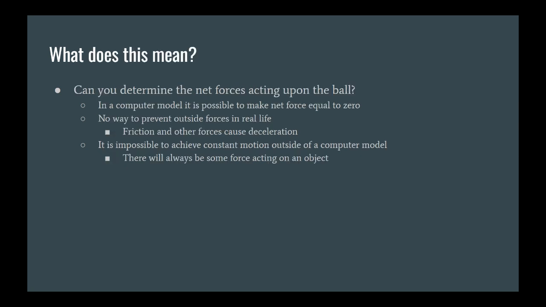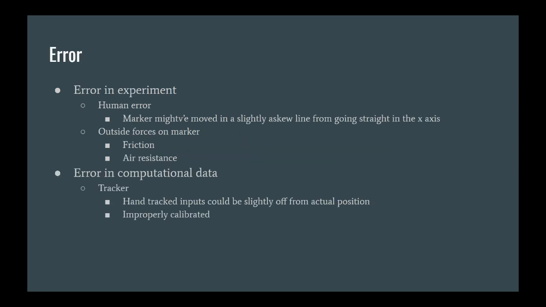What does this mean? Can you determine the net forces acting upon the ball? In a computer model, it is possible to make net forces equal to zero, but there's no way to prevent this from happening in real life. Friction and other forces will cause deceleration, and it is impossible to achieve constant motion outside of a computer model because there will always be forces acting upon an object.